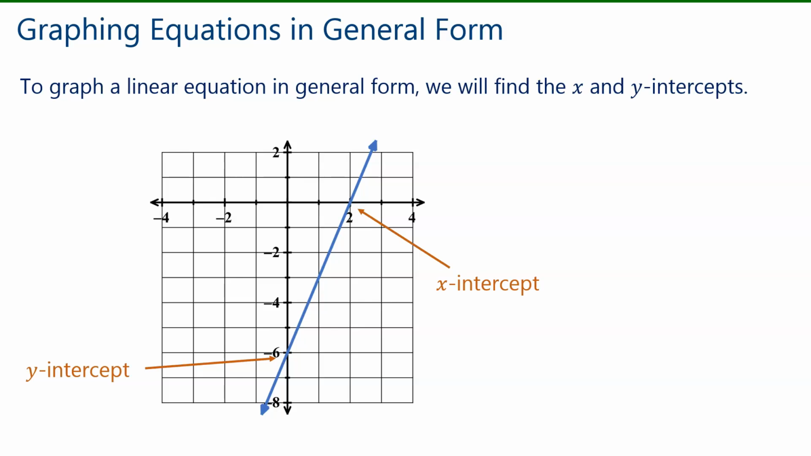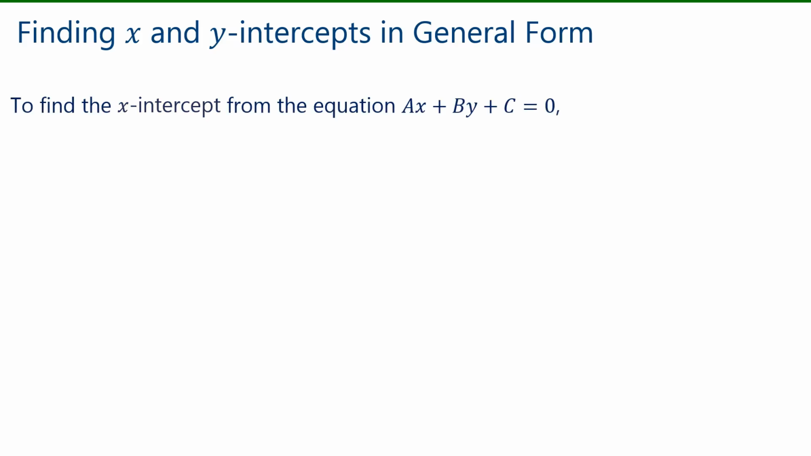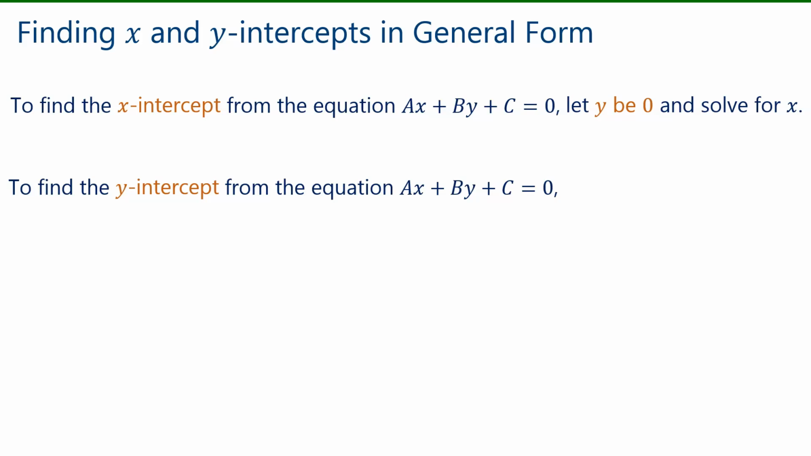And again, it will always have the form of 0, a number, because the x value is always going to be 0 on the y-axis. So that's important to note, because that's going to help us find the x and y intercepts. So to find the x-intercept from the equation ax + by + c = 0, we're going to let y be 0 and then solve for x. Now if we want to find the y-intercept, we are going to let x be 0 and then solve for y.